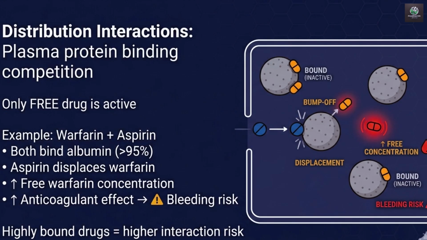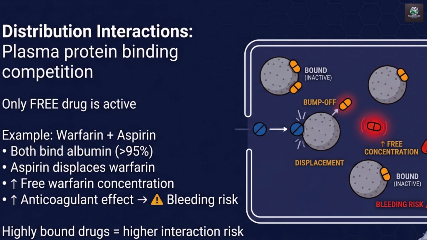Distribution interactions primarily involve competition for plasma protein binding sites. Many drugs circulate through the bloodstream bound to plasma proteins, especially albumin. However, only the unbound, or free, fraction of a drug is pharmacologically active. When two highly protein-bound drugs are administered together, they compete for the same binding sites. As a result, one drug may displace the other from the protein. The displaced drug then becomes free in the circulation, producing a much higher active concentration than intended.